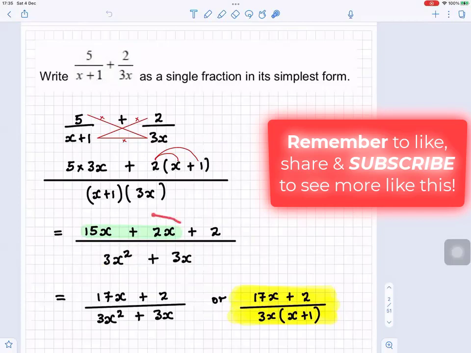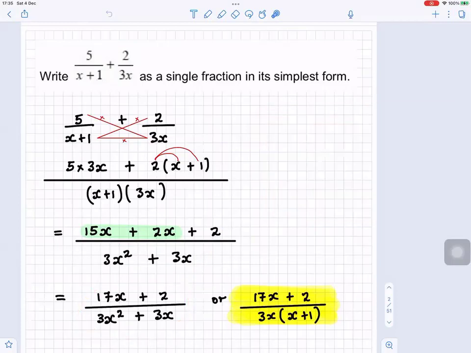In the numerator, you add the common terms. 15x plus 2x gives you 17x. And the 2 stays the same. So you can write your answer like this, or you can write the answer without expanding the denominator, like that. So those two are correct.